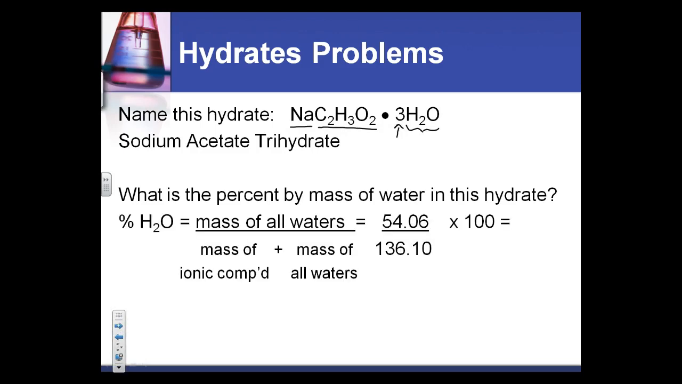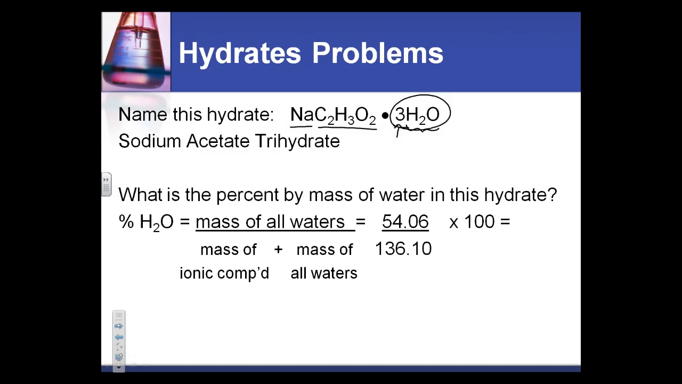The way we find percent of something in a percent composition is the mass of what you're looking for over the mass of the whole thing. And in the case of hydrates, what you're going to do is the mass of all the waters. In this case, I have 3 of them.